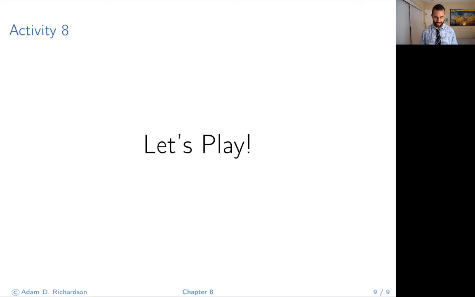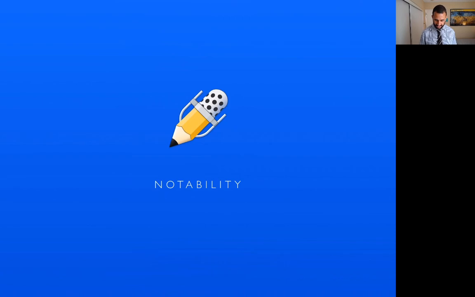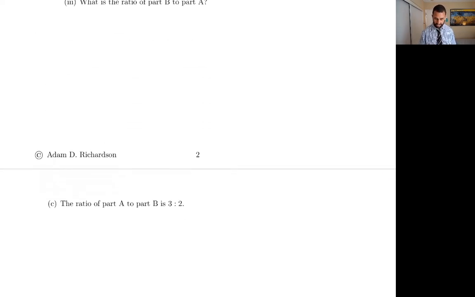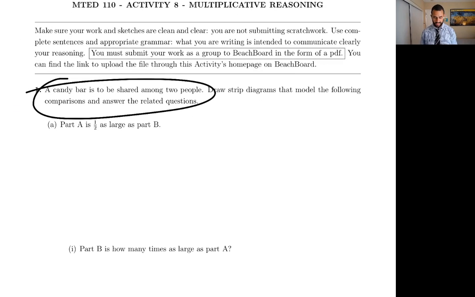Okay, so that's it for the entire thing. I'll pull up the activity here so you can take a look. But the activity is just doing that several times. So it's the same question. Candy bar is to be shared among 2 people. And I just want you to practice with these things. Practice drawing these bars out and so on. It's just a bunch of those. That's really all it is, okay? And that's pretty much it.